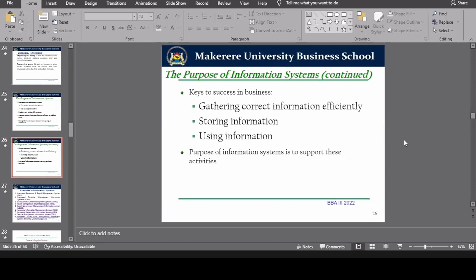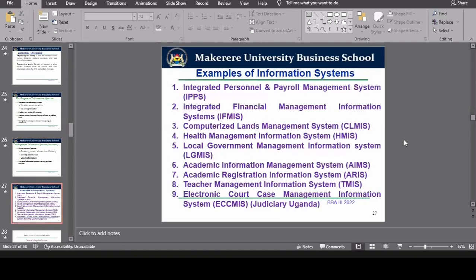Another way we look at information systems from the business perspective is the ability to store information and the ability for us to use that information that has been stored within the information systems. The purpose of information systems is to support these activities: data gathering, data storage, and information use. Information use gets into dissemination, decision-making, and whatever you want to call it.